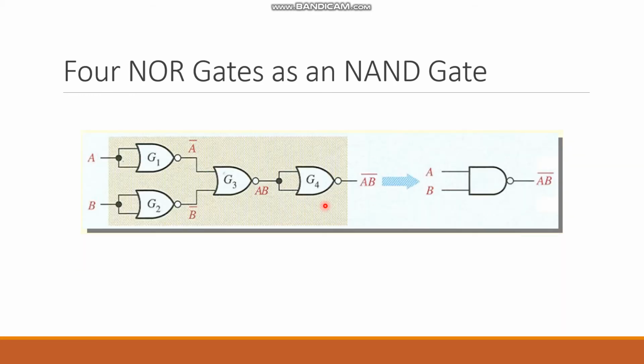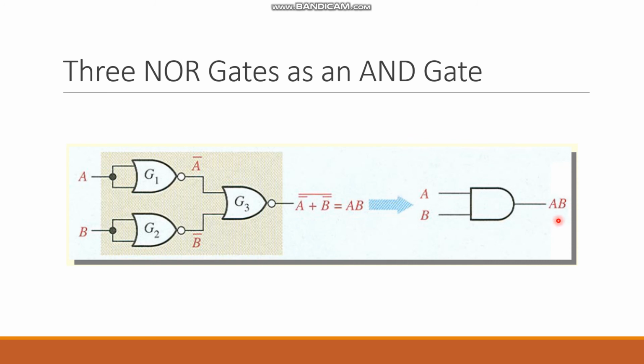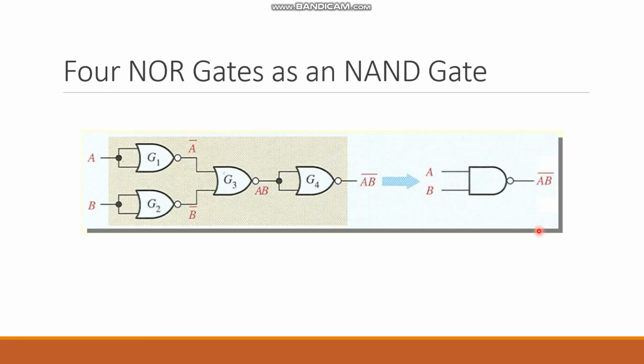However, if we have four NOR gates, that means the previous circuit, up to this state, and if you connect a NOT gate at the end of it, the result is going to be opposite to the previous one. So in the previous one, we had A and B, but in this one, because of that NOT gate, the result is going to be AB complement, which is going to be A NAND B. So that's it.